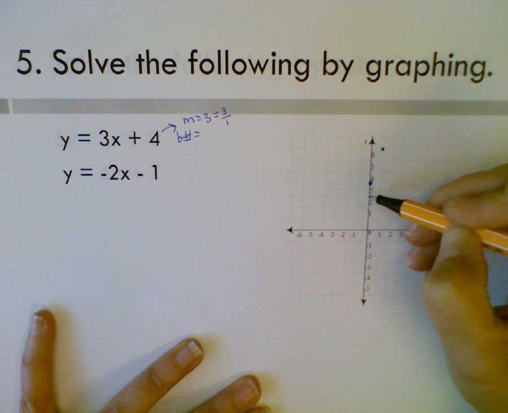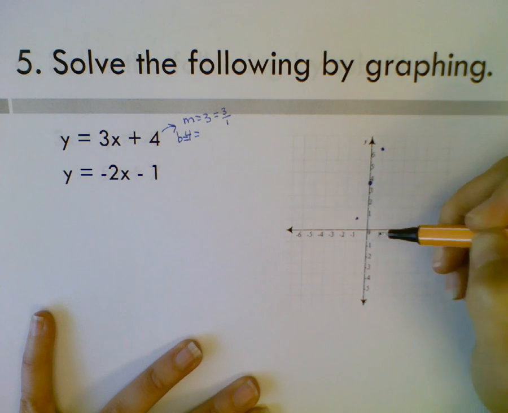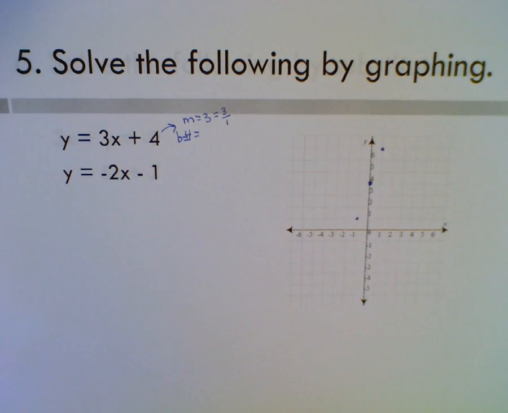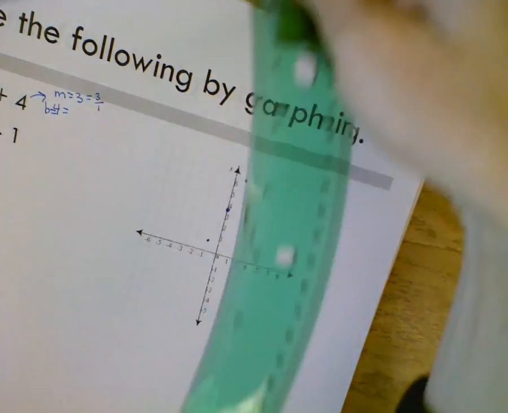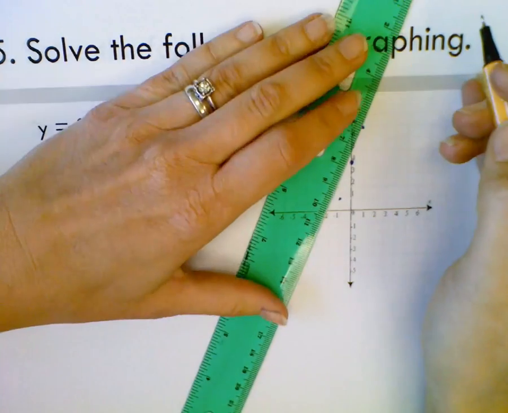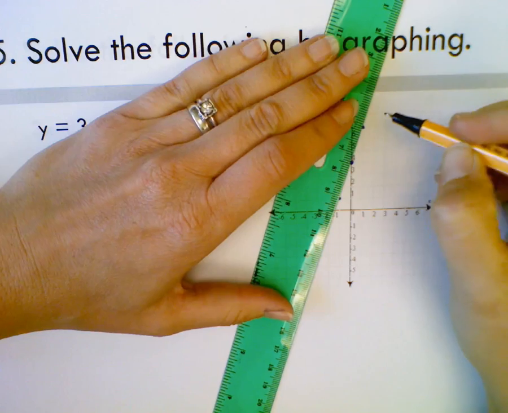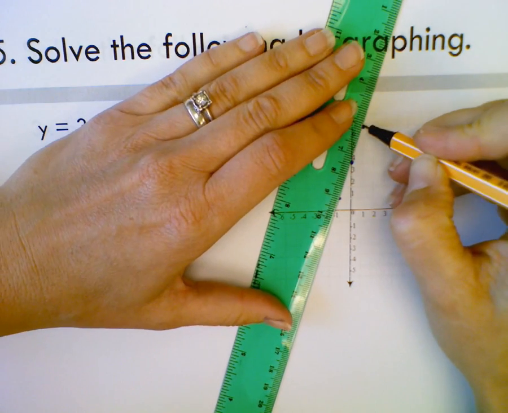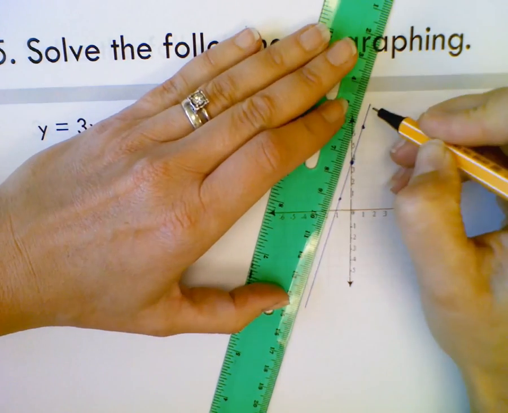Or it can mean 1, 2, 3, over 1, right? It can go either way. Use your rulers. Sorry about that. Use your rulers to graph. Make sure your points are as precise as you can get them.